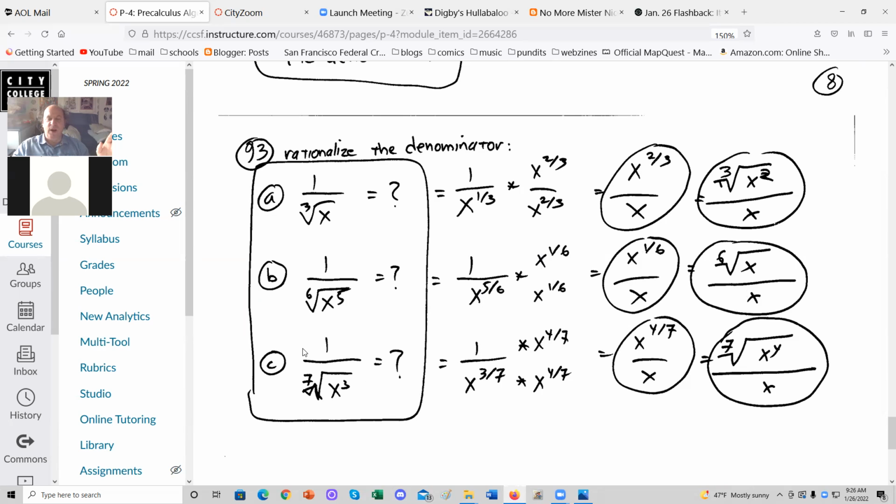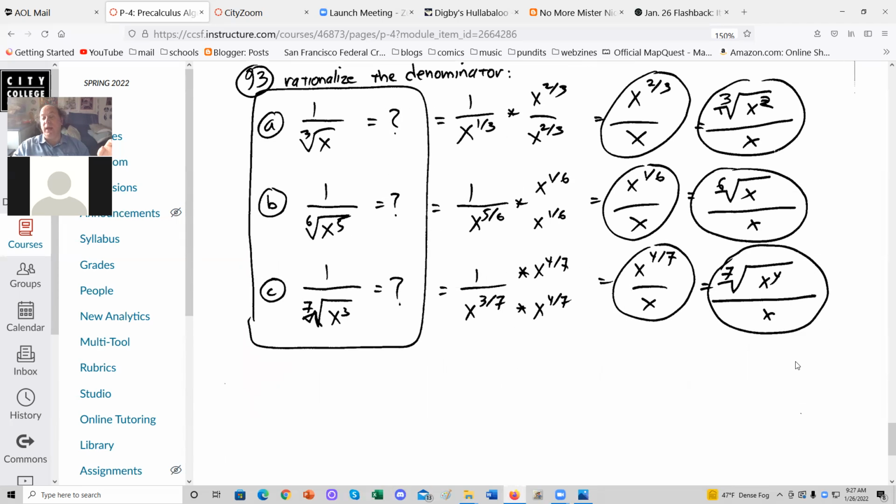And we have 1 over 7th root of x cubed. That's 1 over x to the 3/7. Now to rationalize that denominator, multiply above and below by x to the 4/7. 4/7 because 3/7 plus 4/7 makes 1. So we'll get in the numerator x to the 4/7, in the denominator x to the 1st. So this will become 7th root of x to the 4th, all divided by x.